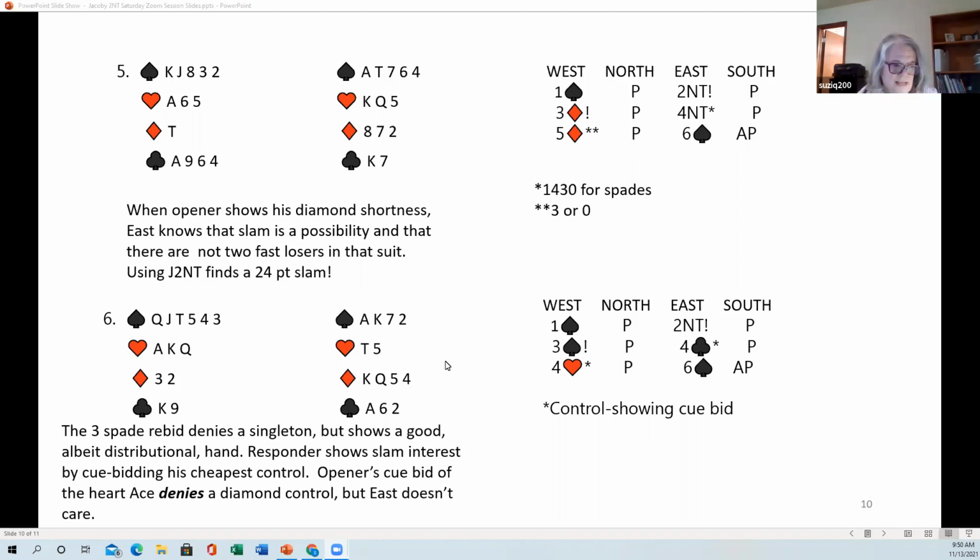Number 1, his partner's points have to be somewhere. He knows he has an invitational level hand because he rebid 3 spades. His points have to be somewhere, and they're not in diamonds. He denied the ace, and I'm looking at the king and queen. So he doesn't have any points in diamonds at all. I'm betting that he has the club king, and I'm betting that he has good hearts. So he just bids 6 spades.